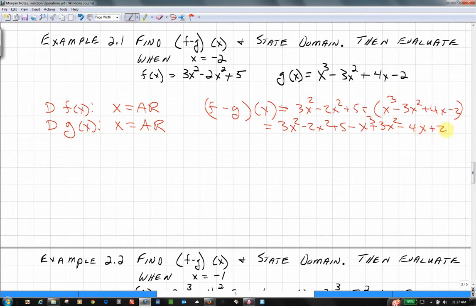Combining like terms, I'm going to get, actually there must be something wrong with this one. Let me change this. This was a cube, which is going to make this a cubic and this a cubic. So I wrote the problem wrong at the start. So let's go ahead and change that.